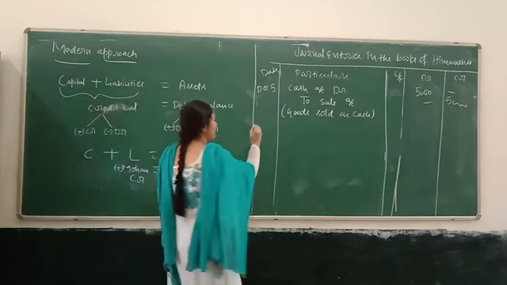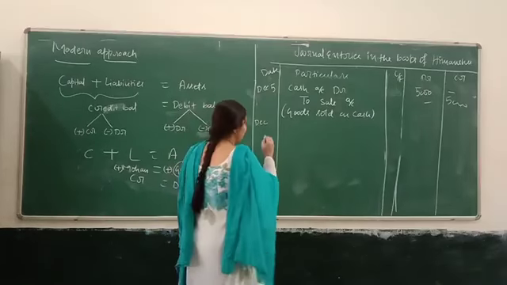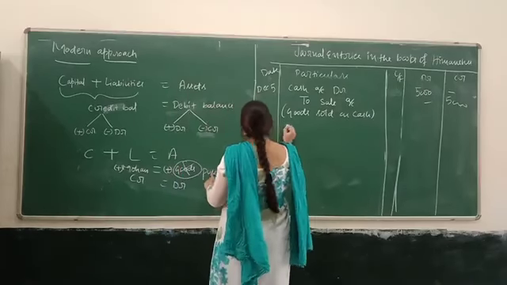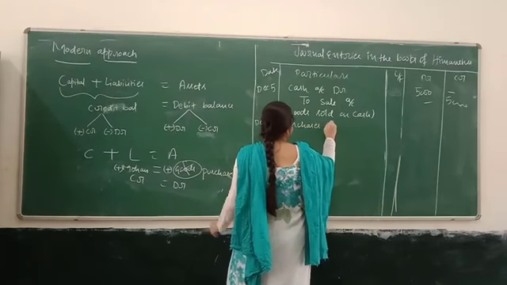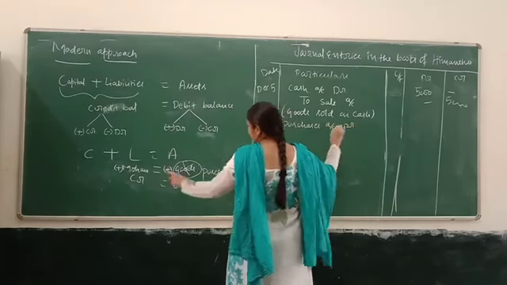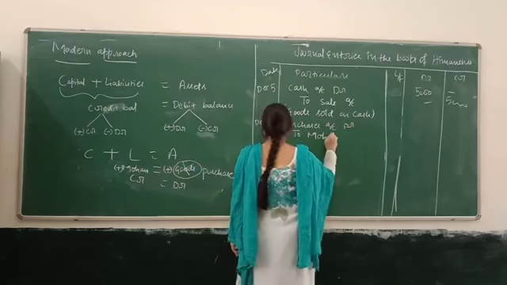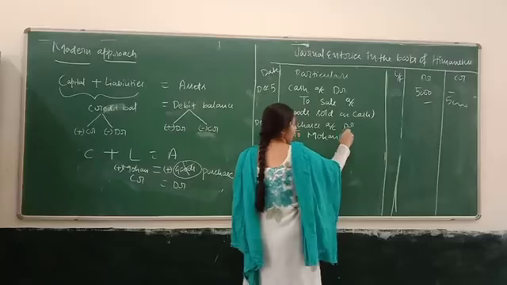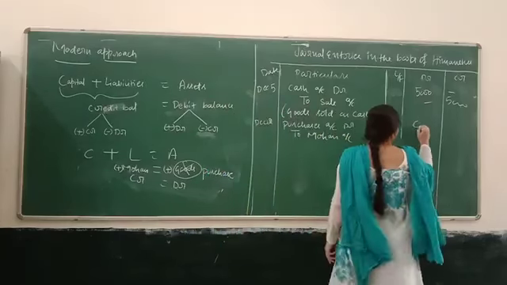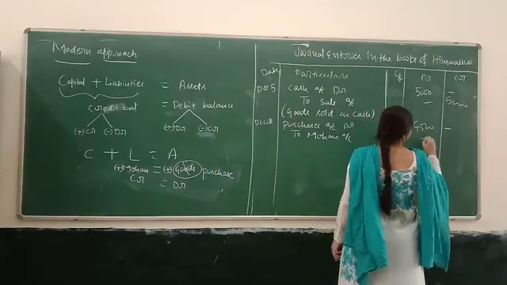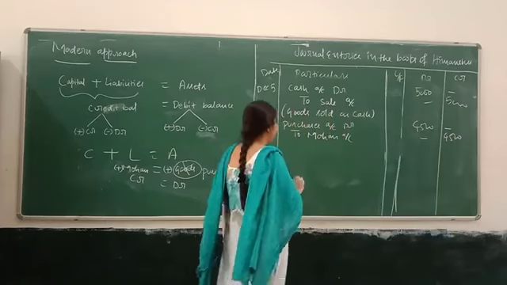Debited. So what is the journal entry? Date is December 12. Purchases account debit to Mohan account. How much? What is the value of the goods which is purchased on credit? Rupees 4,500. Write the narration.